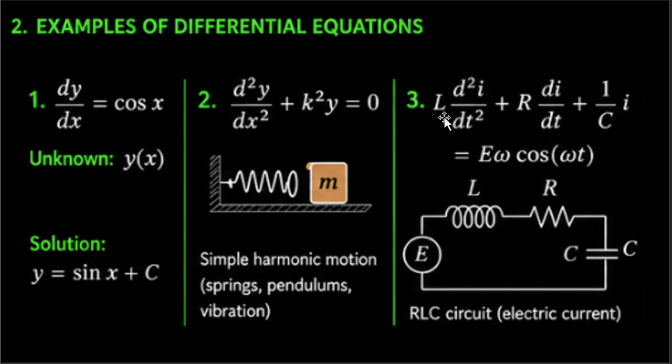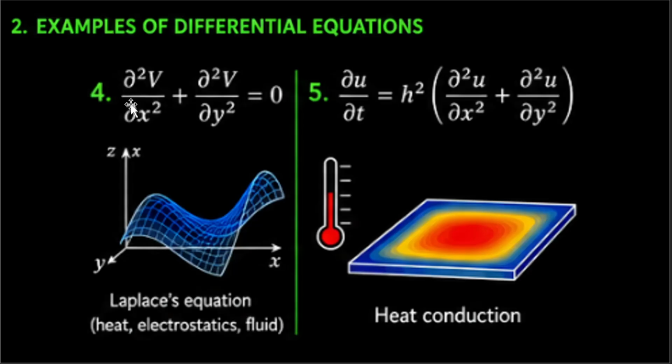Then we have L times the second derivative of I in terms of t, plus R times the first derivative of I in terms of t, plus 1 over C times I, is equal to E omega cosine omega t. This one is a simple RLC circuit. This is the equivalent diagram in which we could represent our current as a differential equation. If we want to get the expression of the current, we are going to solve this differential equation.